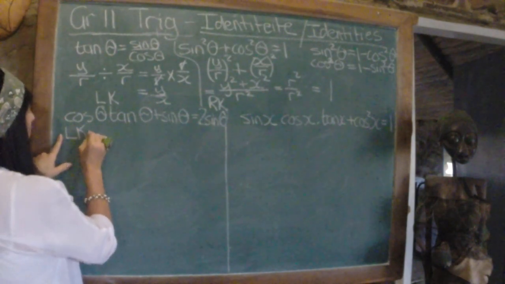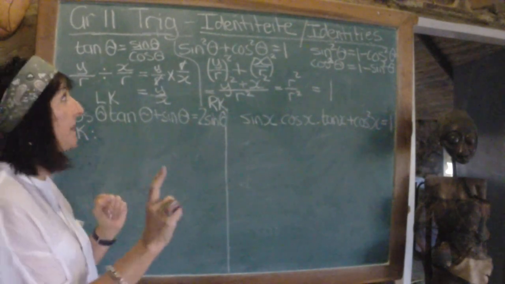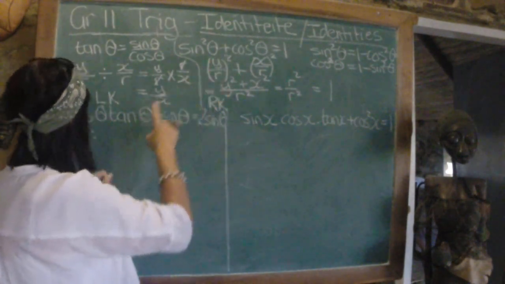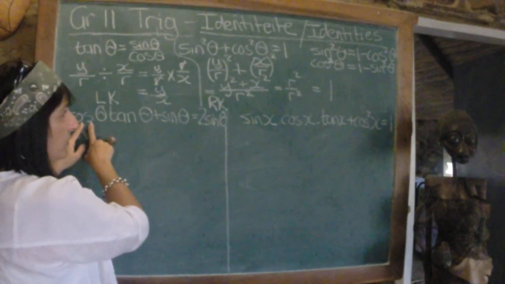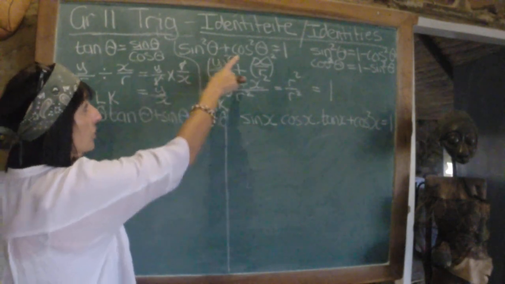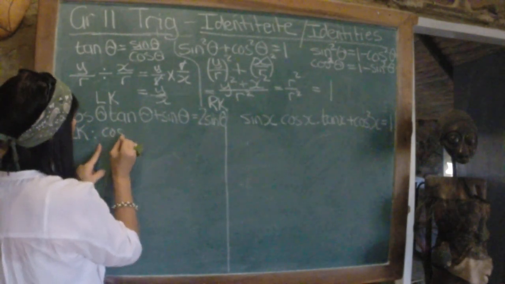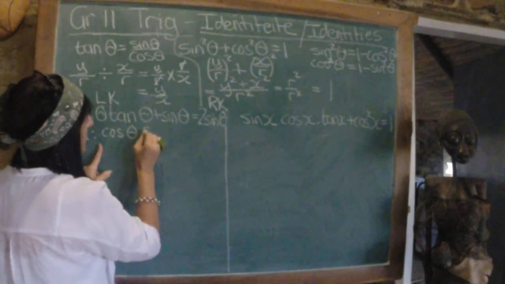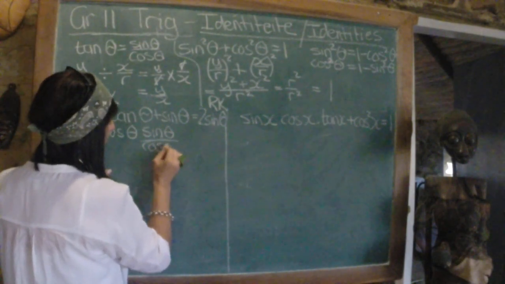Ek sê left-hand side. And now I'm going to look for my identities that I know. There's a cos theta. I can't replace that. Ek het 'n cos kwadraat, maar ek het nie 'n cos nie. Tan kan ek dadelik gaan vervang. Ek ken hom goed. Tan is die sin van theta op die cos van theta.